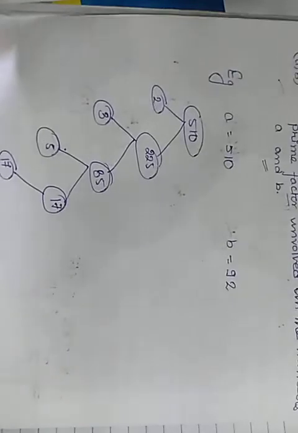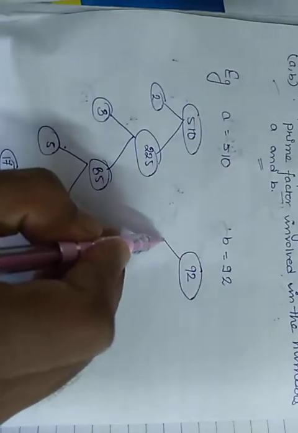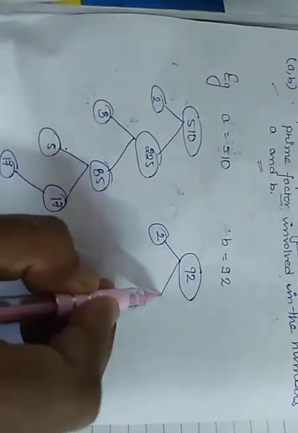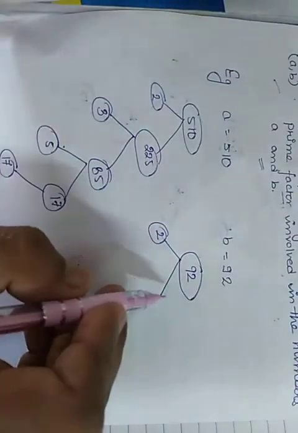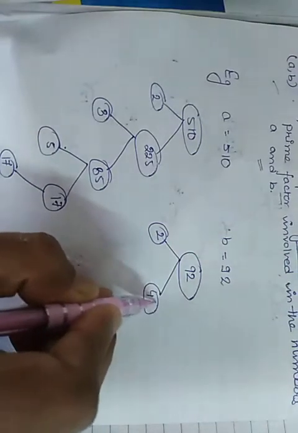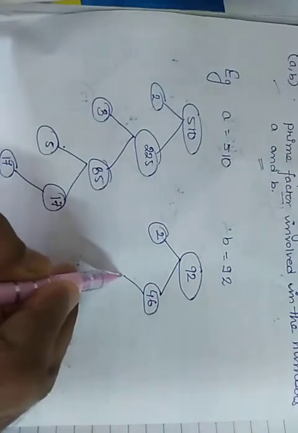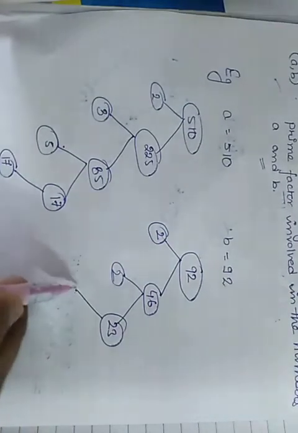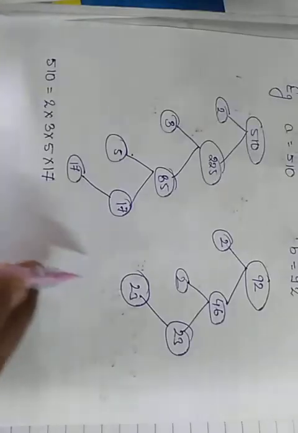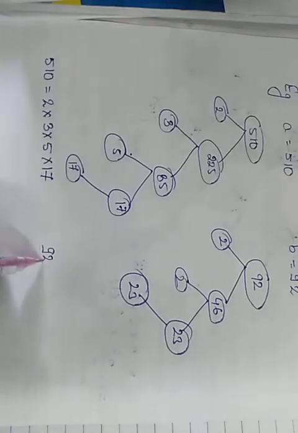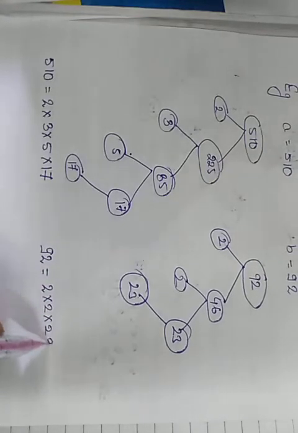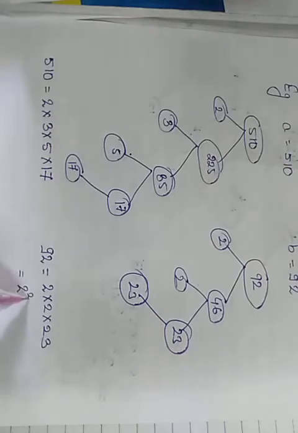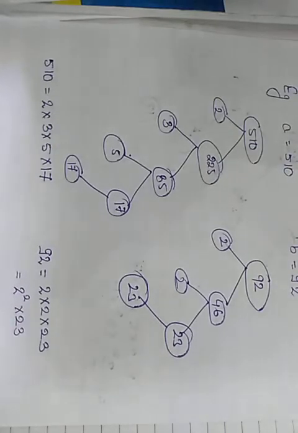Similarly, we will calculate the prime factors of 92 also using the tree method. The first prime number is 2, that can divide it, and when 92 is divided by 2, we are left with 46. Now when 46 is divided by 2, we have 23, and for 23 the factor is 23. So the prime factors of 92 can be written as 2 into 2 into 23, or 2 square into 23.